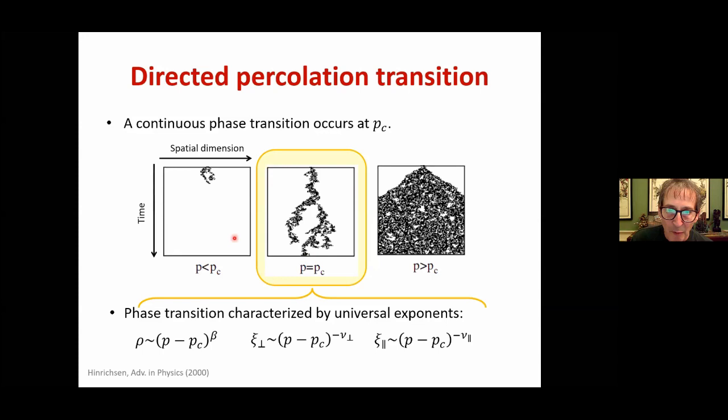And the way you write down an order parameter for this is you look at long times and you count how many occupied sites there are. And you can see here there is zero. Here there is probably 90% of them occupied, and here a very small number. And in fact, the number of occupied sites scales as p minus the critical p to some exponent beta, which is known to about six decimal places.